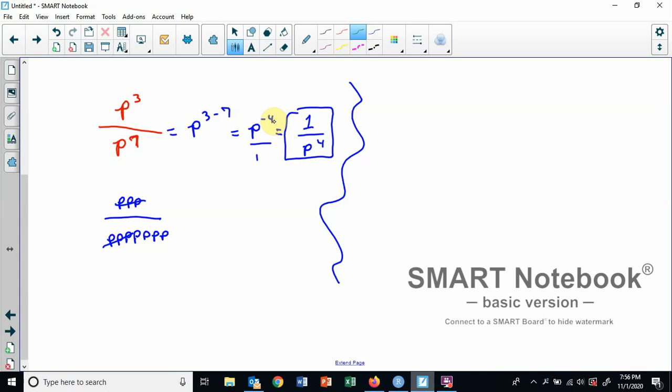Let's do one more. Well, I don't know if you need another one, but one more just for good measure. X to the 5th over x to the 3rd. So if you look at this one, I got 5 x's up top, 3 x's on the bottom. The rule says to do 5 minus 3, which would be x squared. Okay, so I think we're good there.